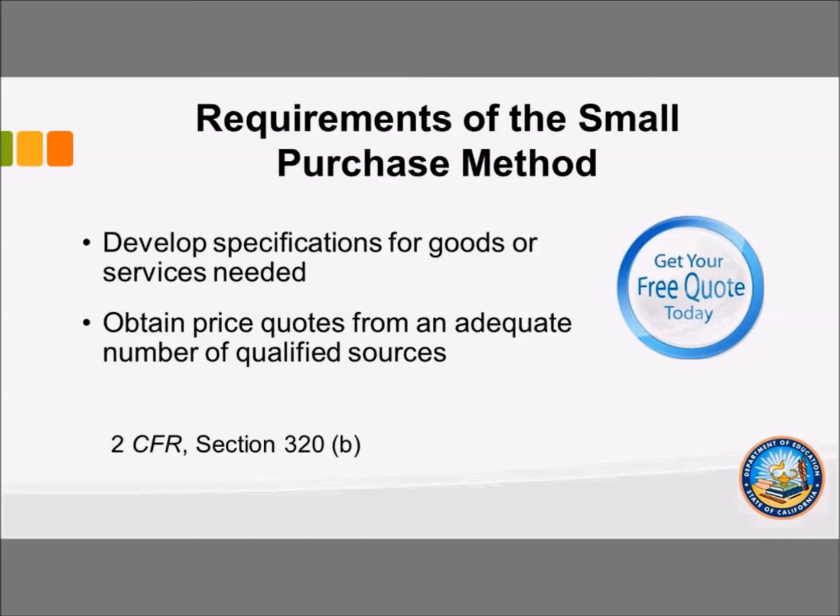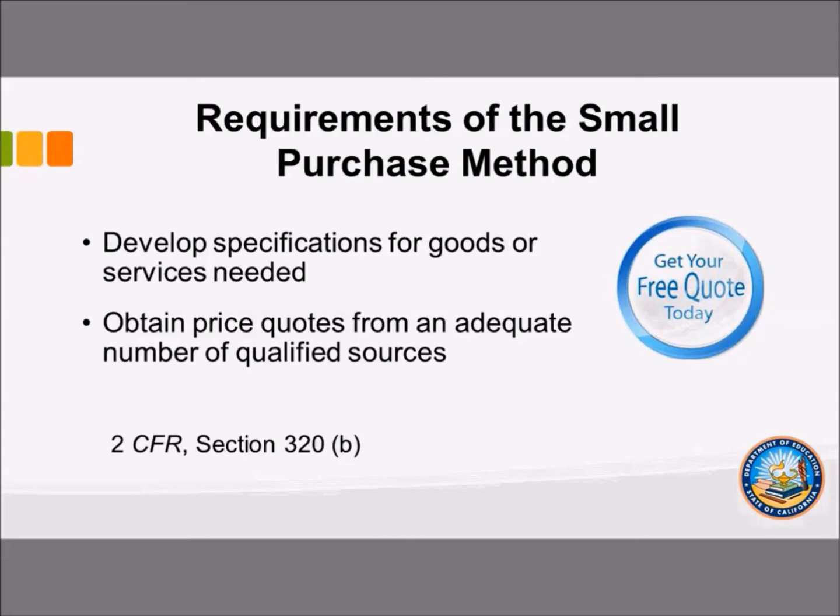The NSD interprets this to mean that in areas with an abundant number of qualified sources, an agency would get more quotes than in an area with only 2 qualified sources. The agency should consider the number of qualified sources when determining the number of quotes to obtain.